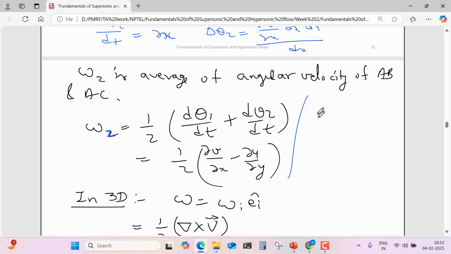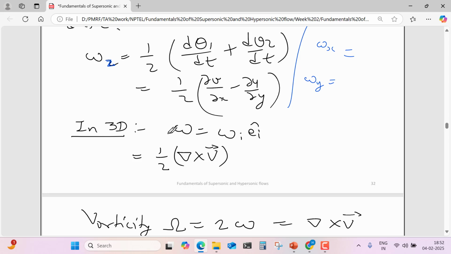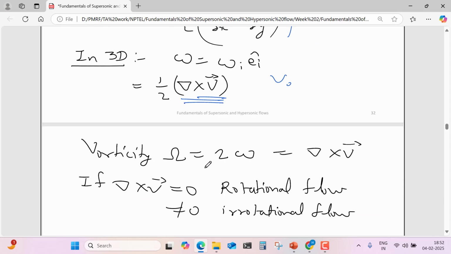Similarly, if we see for 3D, we will get omega x and omega y also. And this omega x, omega y and omega z can be given by half of the curl of velocity. And we define vorticity using the curl of velocity. So vorticity is given by curl of velocity, which is nothing but 2 times the angular velocity.